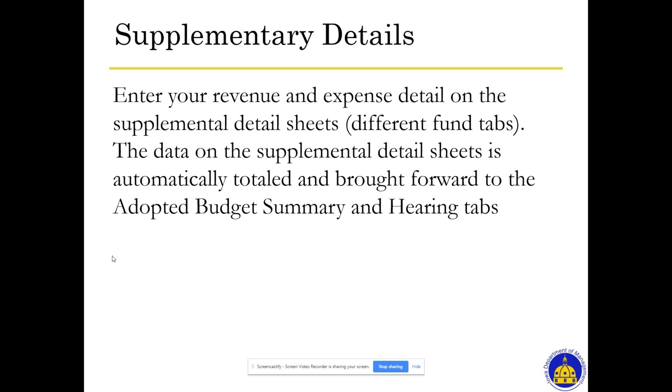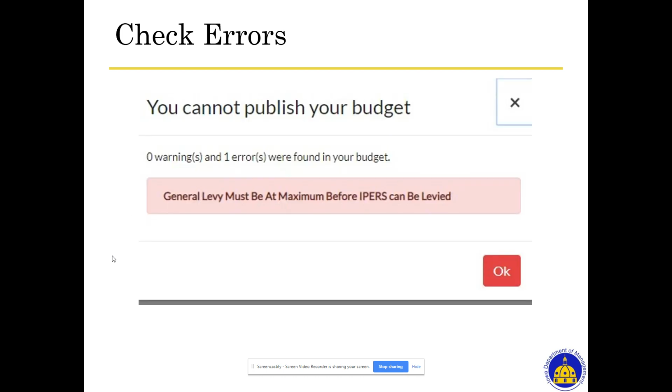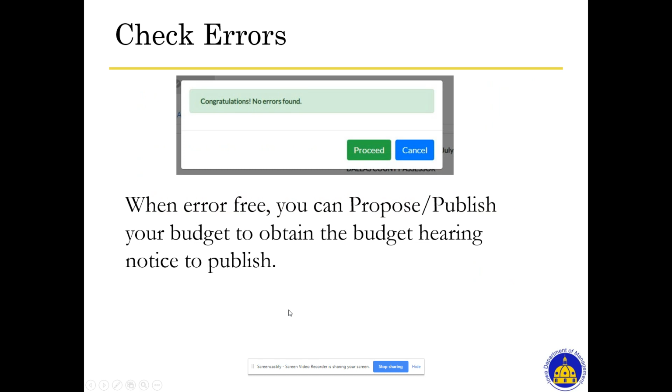As I mentioned before, you're going to enter revenue and expense detail on the supplemental detail sheets, those different fund tabs, and that data will pull forward, automatically total, and be brought forward to the adopted summary and hearing tabs. Before you can publish your budget, you do need to, of course, check your errors, and you cannot publish your budget if you are showing any errors within the system. You can if you have warnings. Warnings will show in yellow, but errors will show in a sort of pink color, and that will prevent you from publishing your budget.